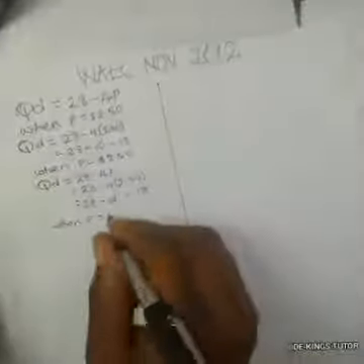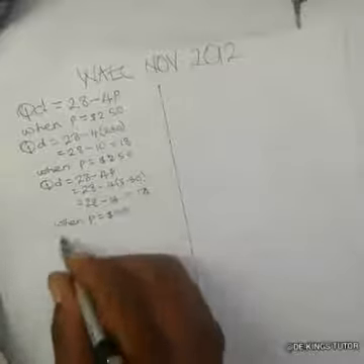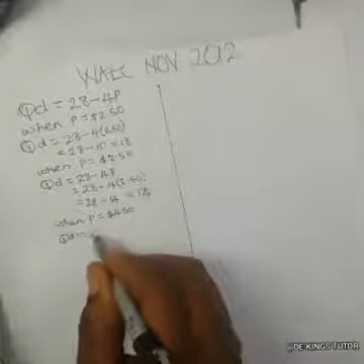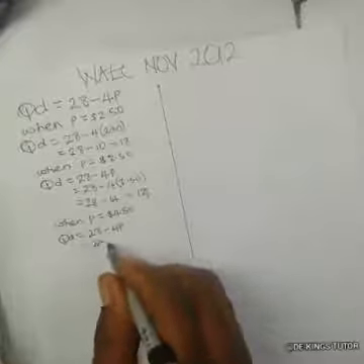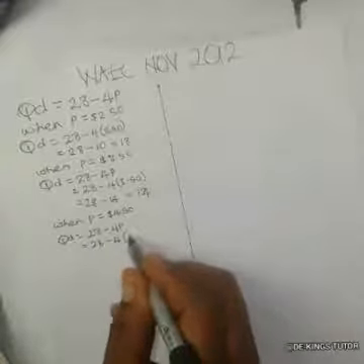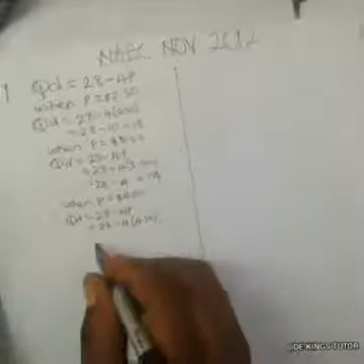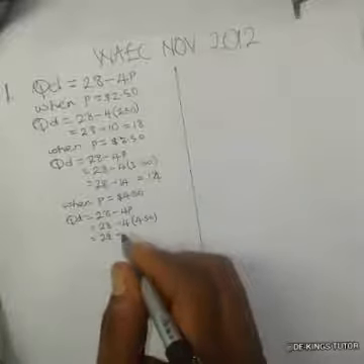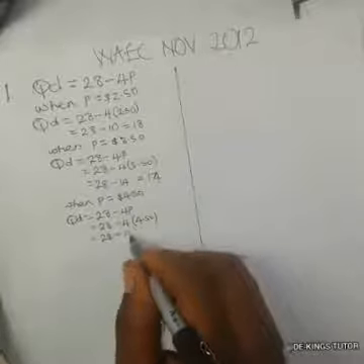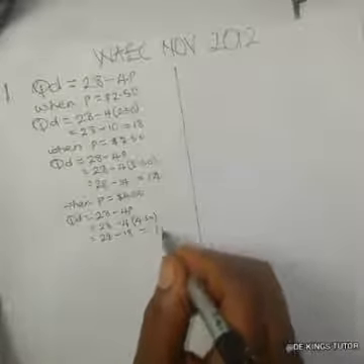The next one, when P equals 4.50, QD equals 28 minus 4p, which is 28 minus 4, P is what? $4.50. So we have 28 minus 4 times 4.50, which will give us 18. So 28 minus 18 will give us what? 10.